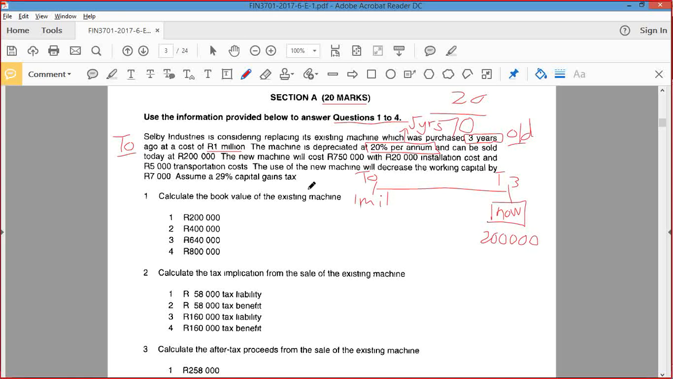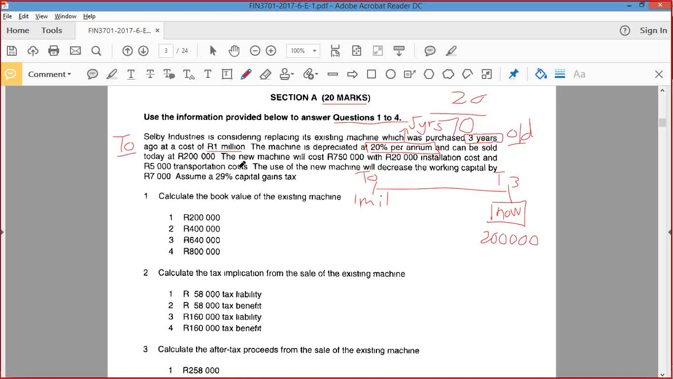Then they say the new machine will cost 750 with 20,000 installation costs and transportation costs. If you've gone through the theory, you would have seen they talk about adding those costs associated with getting the asset in a state where it can be used. You can't use the asset if it's not installed, or if you don't have it on the premises. So transportation and installation costs.